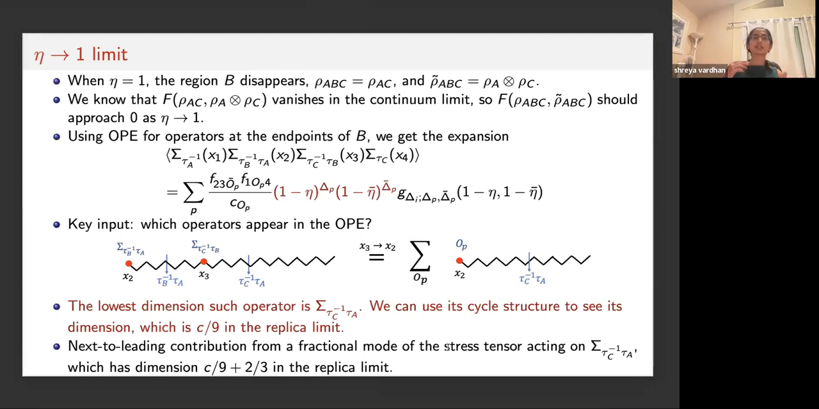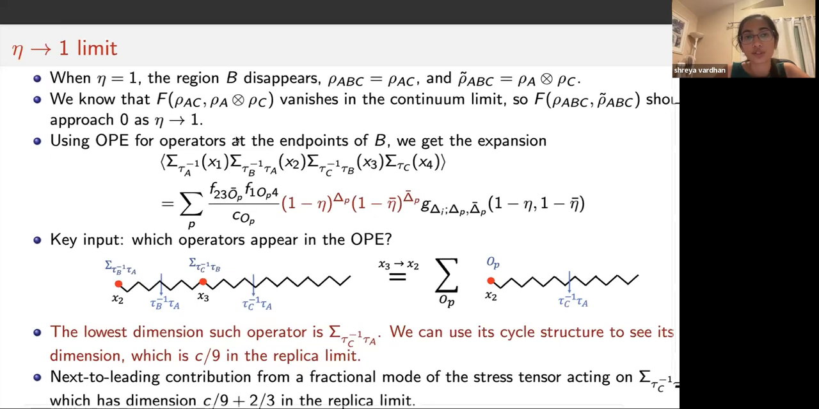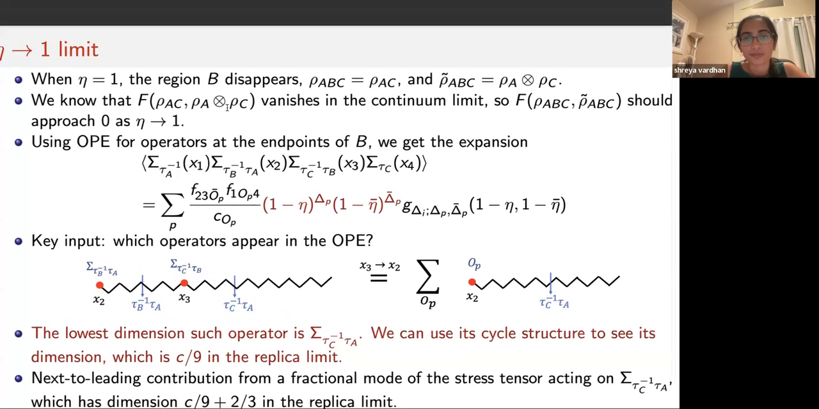Let's first consider the eta going to 1 OPE limit. This is the case where A and C are very close to each other and the region B disappears. In the strict eta going to 1 limit, there is no region B. So the state rho ABC is just rho AC for 2 adjacent intervals A and C, and rho tilde ABC just becomes rho A tensor rho C. We know that if you look at such a fidelity for 2 adjacent intervals A and C, then it should vanish in the continuum limit because this state is not able to capture the short distance entanglement structure.